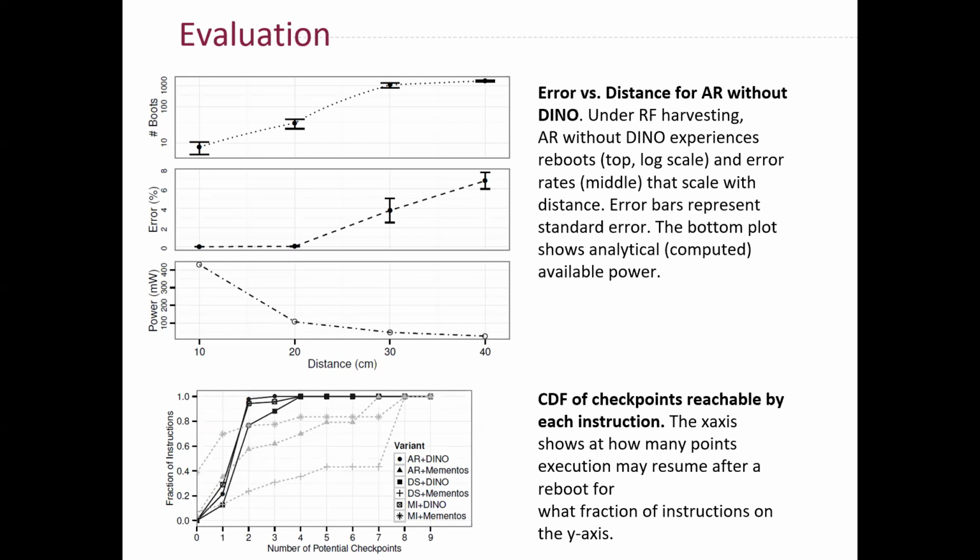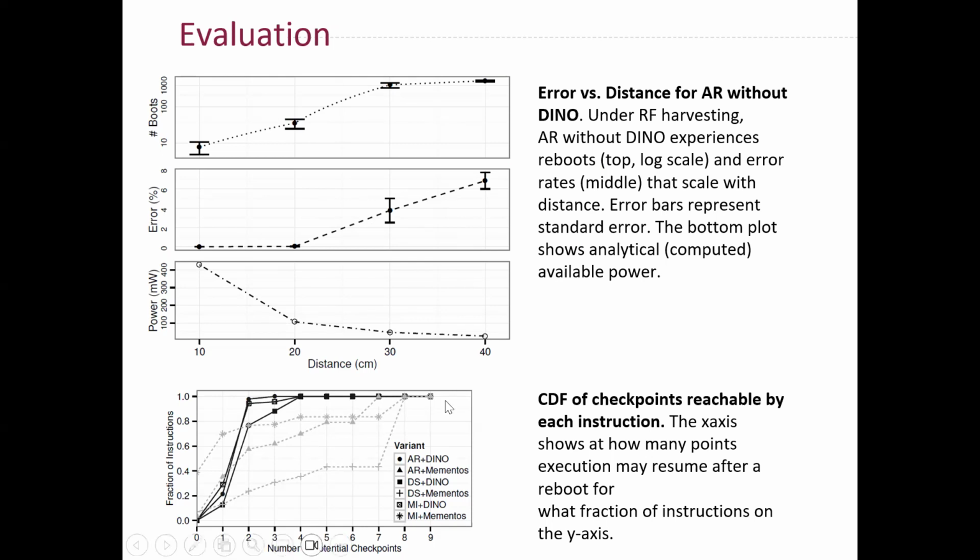Now under RF harvesting, AR without DINO experiences reboots, which is the first graph. The error bar represents standard error and the bottom plot shows analytical and available power. So the last graph is how much power is available at what distance, since it's an RF antenna. The second graph shows you the percentage of error, and the first graph tells you the number of reboots it did. And all of this data is calculated with respect to the first benchmark, which was the activity recognition.